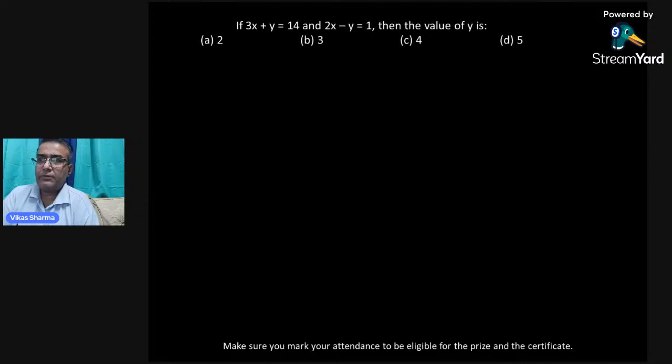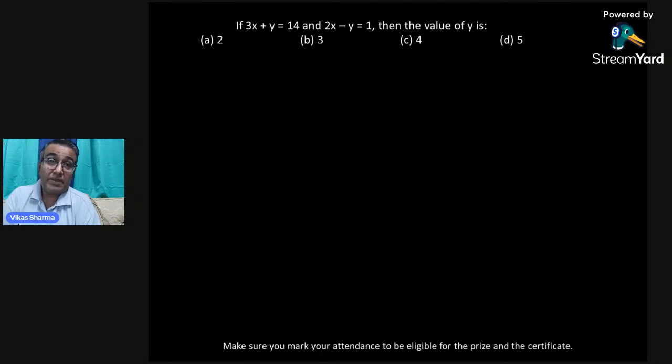So this is a pretty simple question on linear equations in two variables, and if you do it, I think you are going to get the correct answer. It is a fairly straightforward question, no tricks in this. Very simple, just a simple application of solving a system of equations or simultaneous equations.